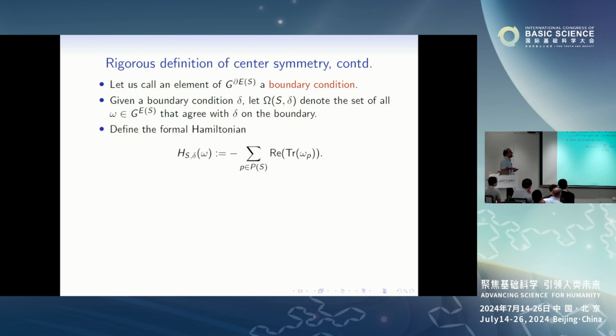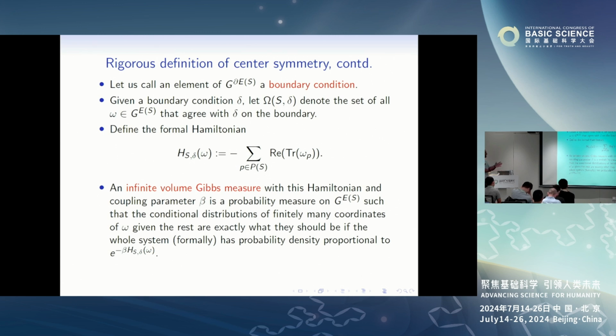And define the formal Hamiltonian just as before, but now on this infinite slab. So this is formal because the sum is an infinite sum, which doesn't converge. But you can write it down formally. It's a sum of all plaquettes in the slab of the real part of trace of omega p, where omega agrees with the given boundary condition. Okay, so you have this boundary condition, and you have this formal Hamiltonian.